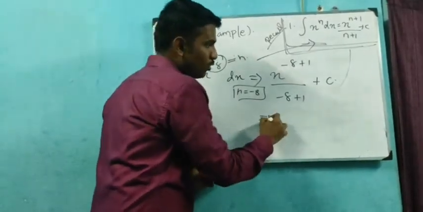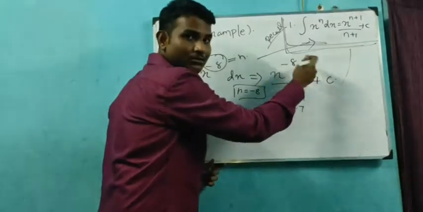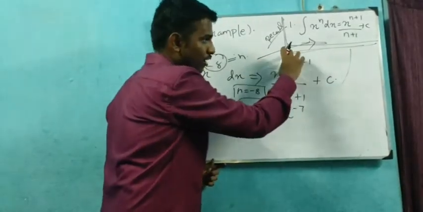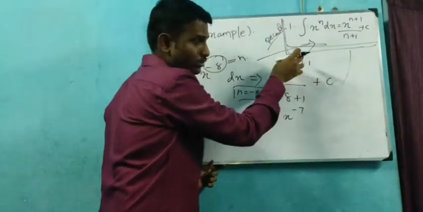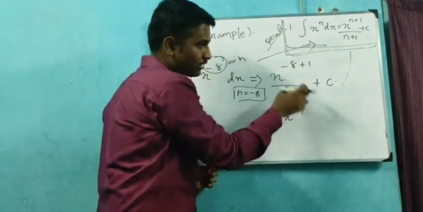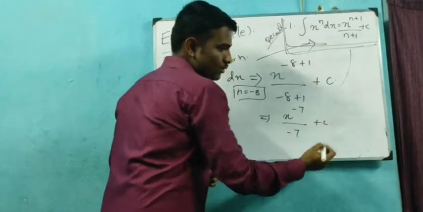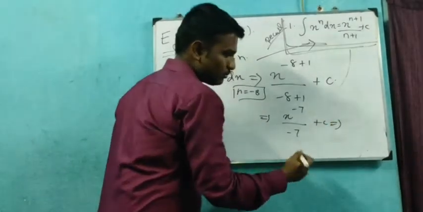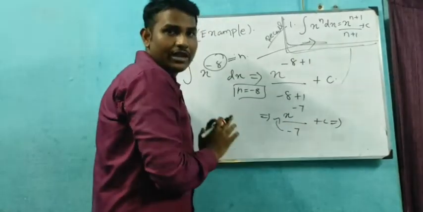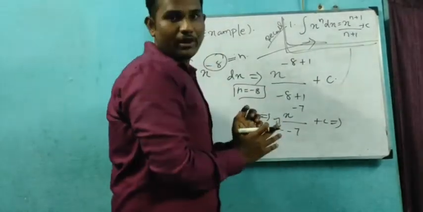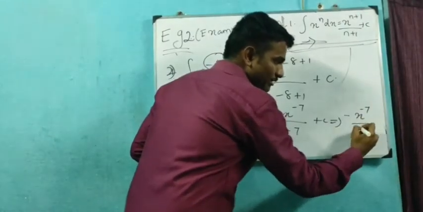Don't forget to put this c. So x power minus 7, since minus 8 plus 1 is minus 7. The greater number's sign is negative, so we subtract: 8 minus 1 is 7, by minus 7, plus c. I can write this more simply. I always move the negative to the numerator; the negative should not belong to the denominator. So minus x to the power minus 7 by 7 plus c.